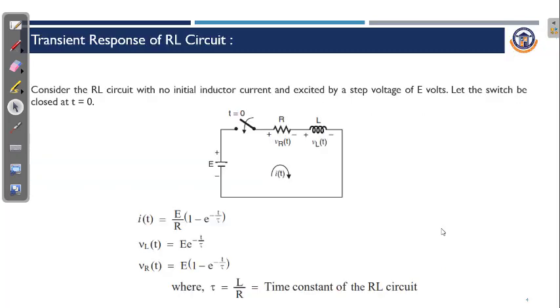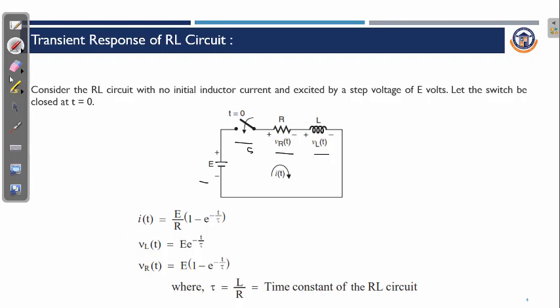Consider the figure where a resistance R and an inductor are connected in series with a voltage source, and this is a switch S. When the switch is closed at time t equal to 0, there will be a change in the current and the voltage drop from a previous value to a new value.